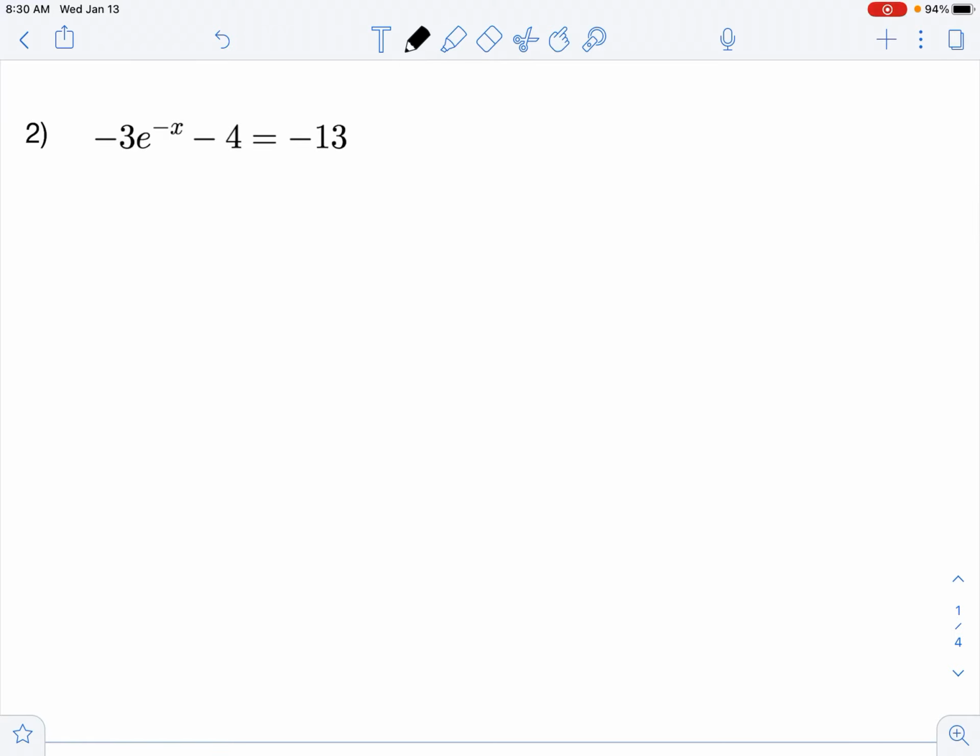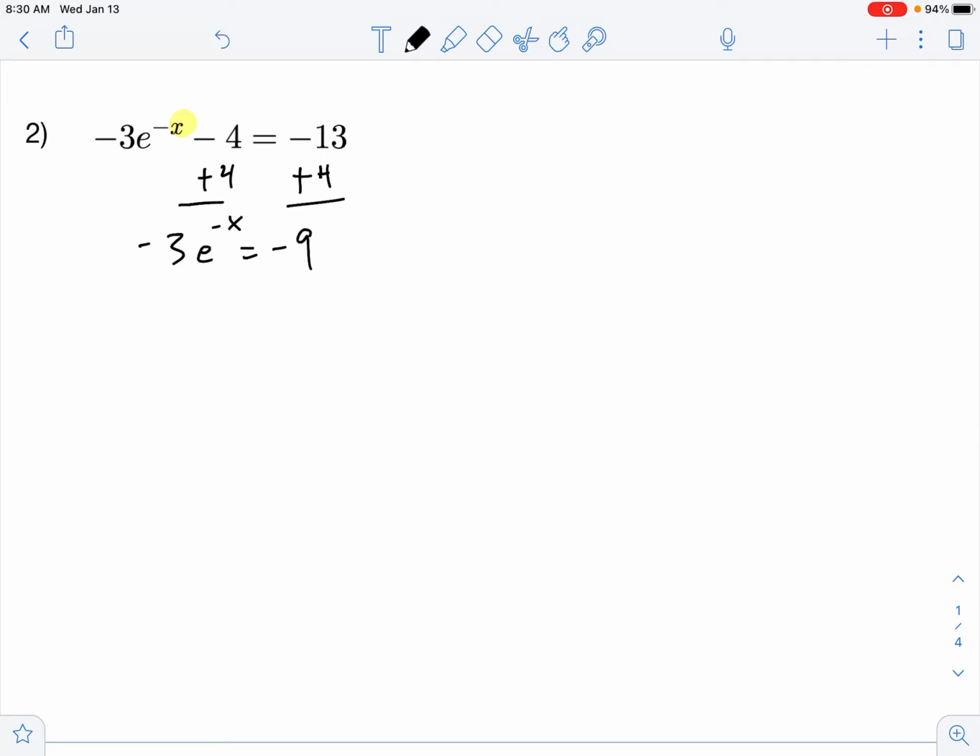All right, let's look at the second problem here. So now we have that natural base e. And again, we are trying to solve for positive x. So we're going to do everything we can to isolate that. Well, the first thing I can do, hopefully you can see, is add the 4 to both sides. So that would give me negative 3e to the negative x is equal to negative 9.